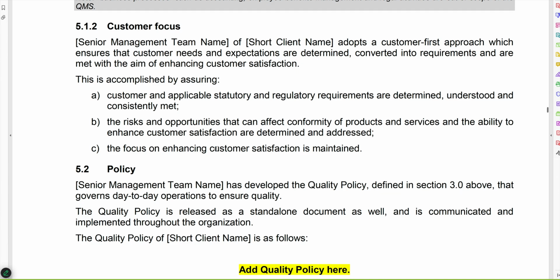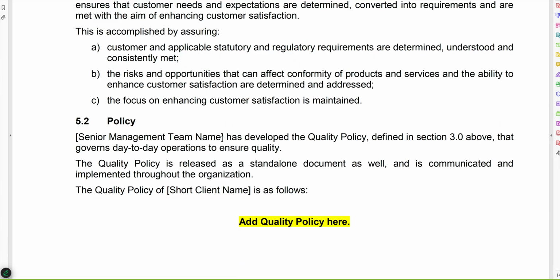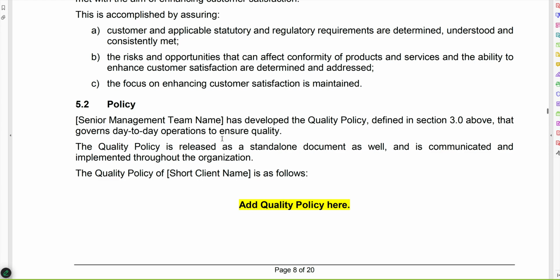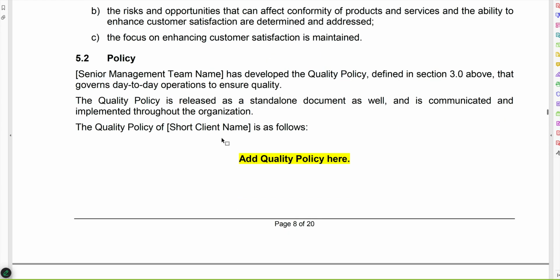Now, another section is about the policy. So in section 5.2 of this template of quality manual, we see that the senior management has to develop the quality policy. And of course, we are going to add this quality policy in this section. Again, this is of course highlighted in yellow.